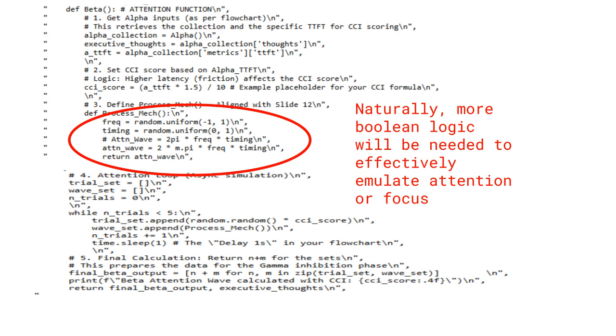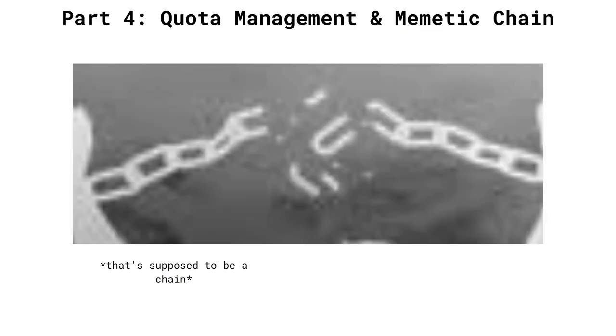The process mechanism is defined by a mathematical wave function involving frequency, phase, and amplitude to create an attention wave. This logic ensures that the thoughts aren't just generated, but are measured for purity. All resulting data is sorted and converted into JSON formatting, allowing the system to pass a clean, structured memory from one function to the next.